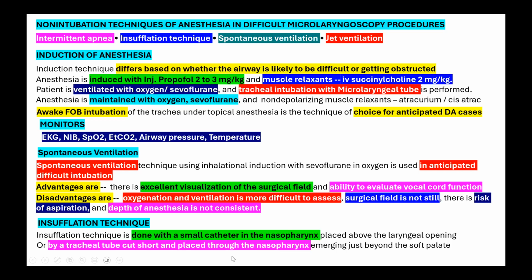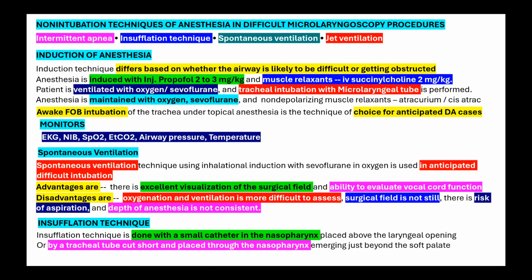So you can take your regular ET tube and then insert it nasopharyngeally and then just keep it above the vocal cord, and through that you give a high flow rate of oxygen, nitrous oxide, and a volatile anesthetic agent.